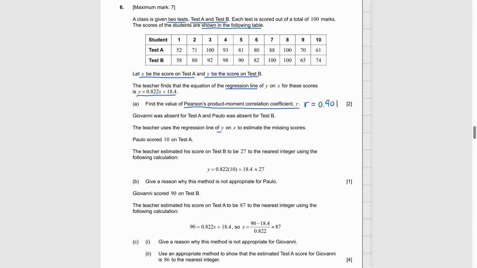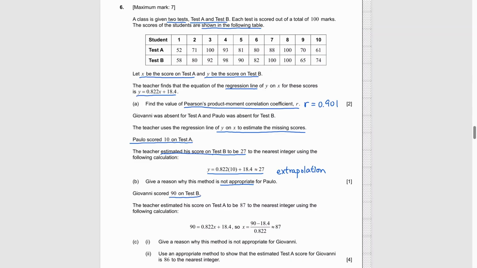Next, we use the regression line to estimate y when x equals 10. Substituting x equals 10 into the equation, we get y equals 27. However, this method is not appropriate for this estimation, because x equals 10 is much lower than any of the data values given in the table. Therefore, this is an extrapolation, which makes the result unreliable.